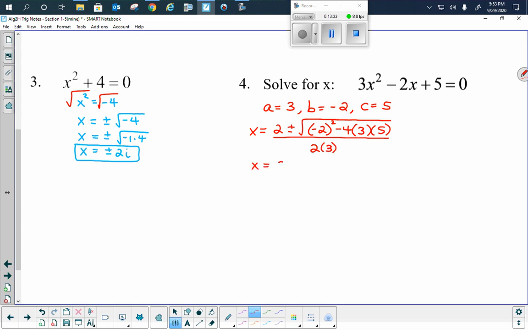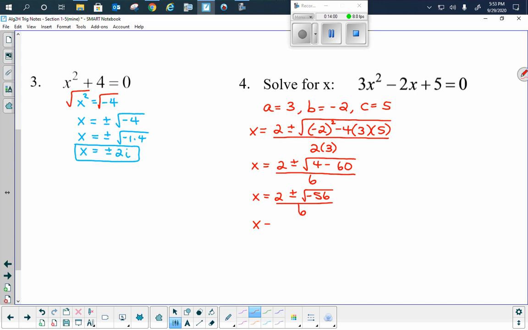All right, so we're looking at 2 plus or minus. That first number better be positive. It is a 4. And then negative times positive will be negative. 4 times 3 is 12. 12 times 5 is 60. All over 6. All right, so 2 plus or minus the square root of negative 56 all over 6.